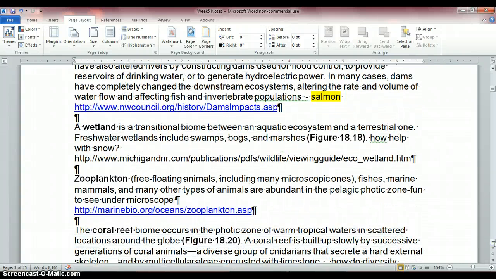So let's look at wetland. A wetland is a transitional biome between the aquatic ecosystem and the terrestrial one. Freshwater wetlands include swamps, bogs, and marshes. How do they help with snow? So here's a good little link.